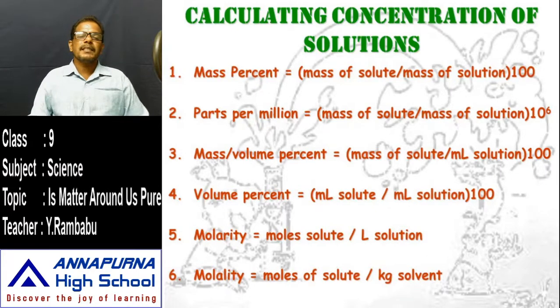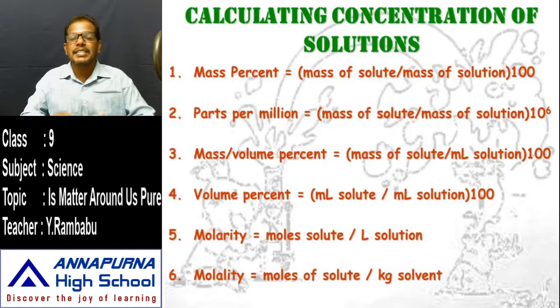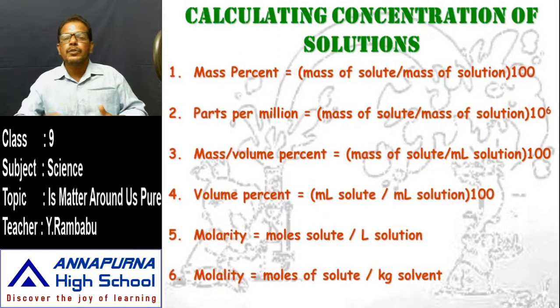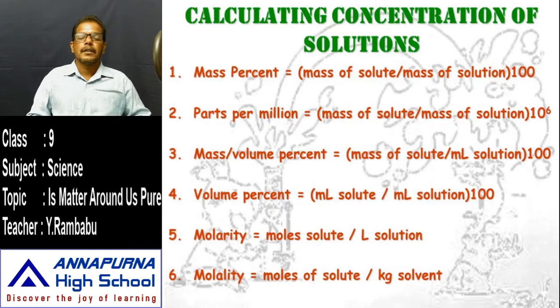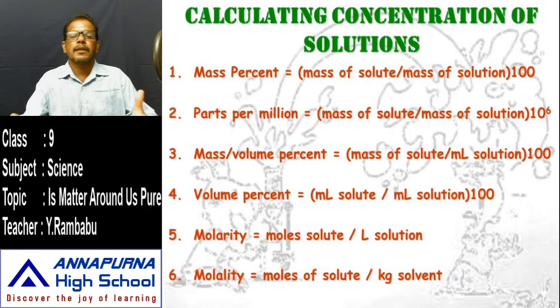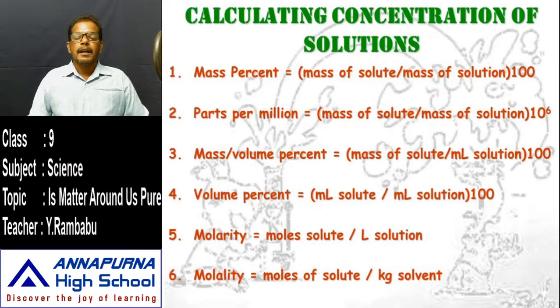Based on the physical states of solute, solvent and solution, different types of solutions are there. Solid solution means solvent is solid, solute is also solid. Examples are alloys. Then liquid solution: solvent is liquid, solute is solid.